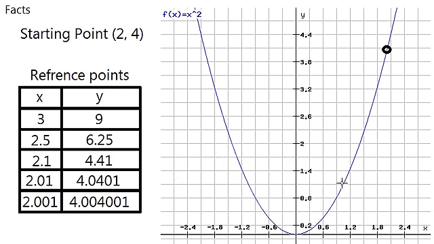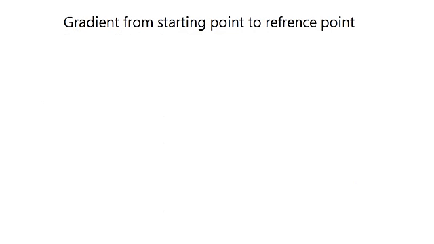And in the next page, I'm going to show you why these will lead you to the gradient of that point. Well, I know you've now got 6 different points, including the starting point, which is 2, 4. And so now, what I want you to do on your graph is to connect each of those 5 points to the starting point.